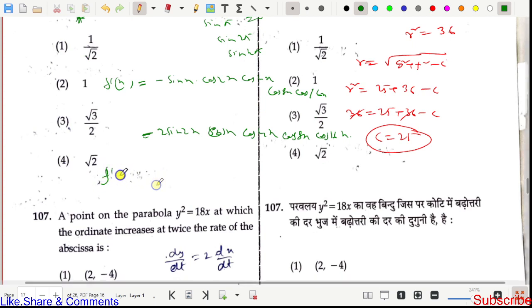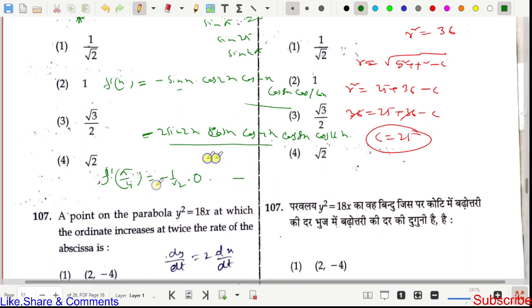Clear? So now f dash pi by 4, so we are putting the value pi by 4. Sine pi by 4 is 1 by root 2. Here cos 2x, that means 2 into pi by 4, means cos pi by 2. Cos pi by 2 means 0. So this term also will be 0. We are not writing the rest of the terms, since 0 multiplied by something means the result will be 0.